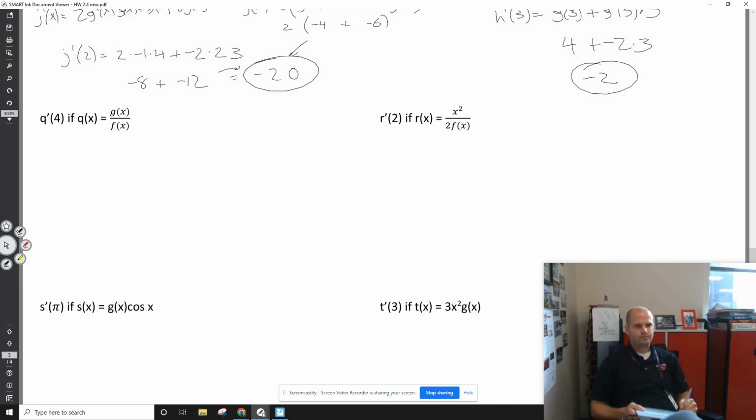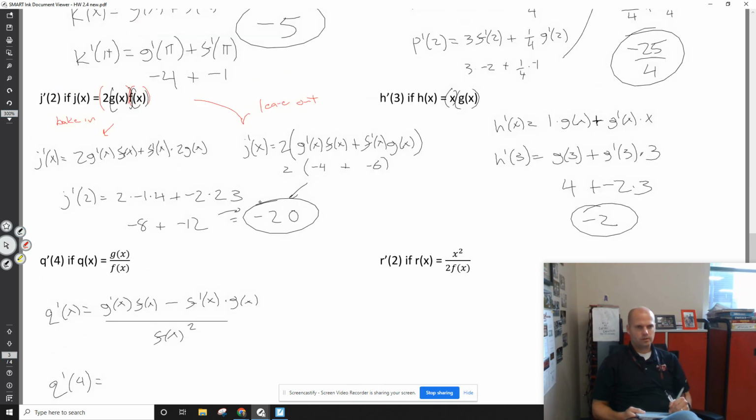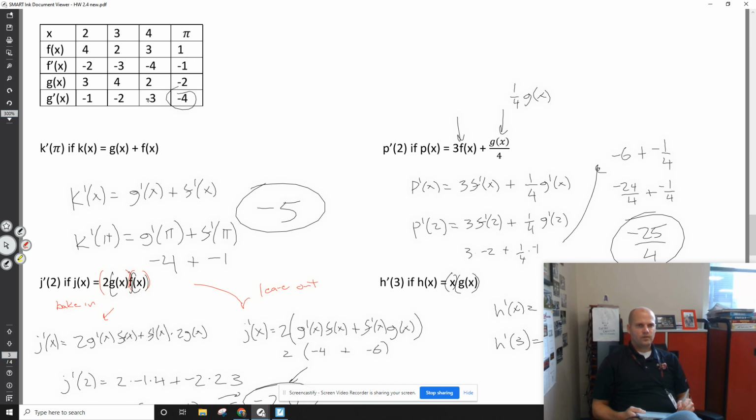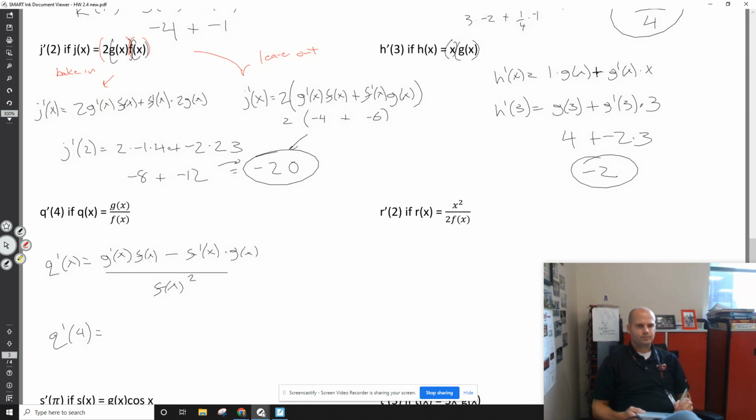Okay, quotient rule. No big deal. Derivative of the top times the bottom minus derivative of the bottom times the top, all over the bottom squared. We're plugging in 4 everywhere. I'm not going to show you me plugging in 4 everywhere. You guys probably aren't doing it anyways. G prime of 4 is negative 3. G of 4 is 2.